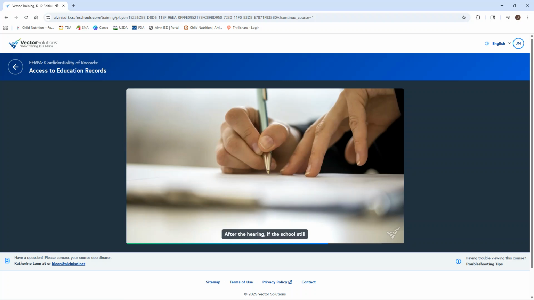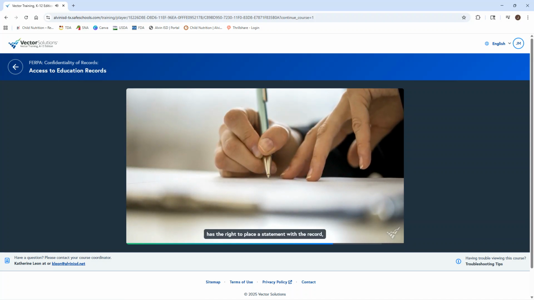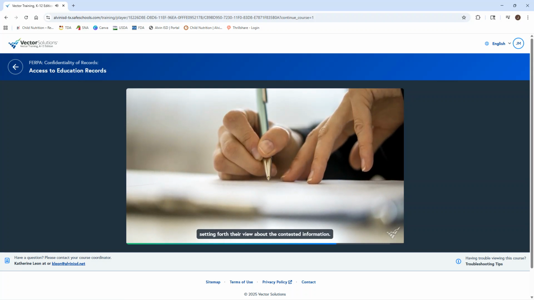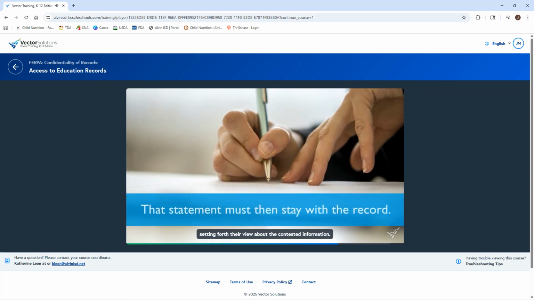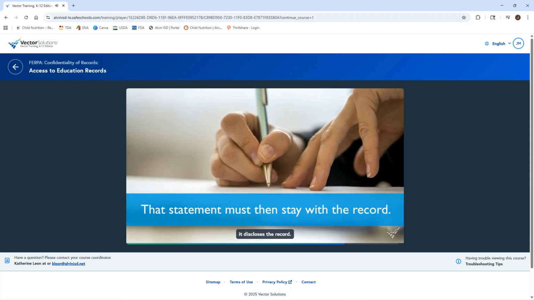After the hearing, if the school still decides not to amend the record, the parent or eligible student has the right to place a statement with the record setting forth their view about the contested information. That statement must then stay with the record. The school must disclose the contesting statement whenever it discloses the record.